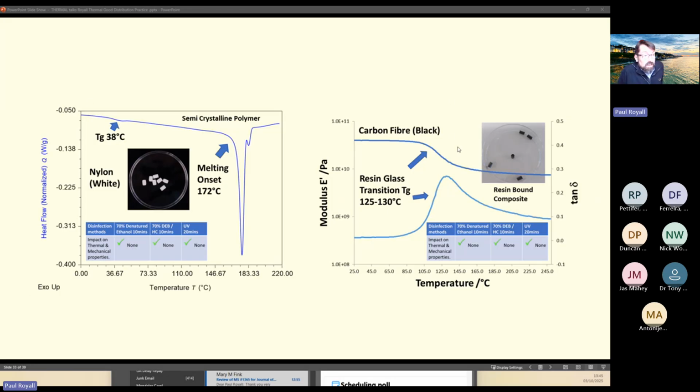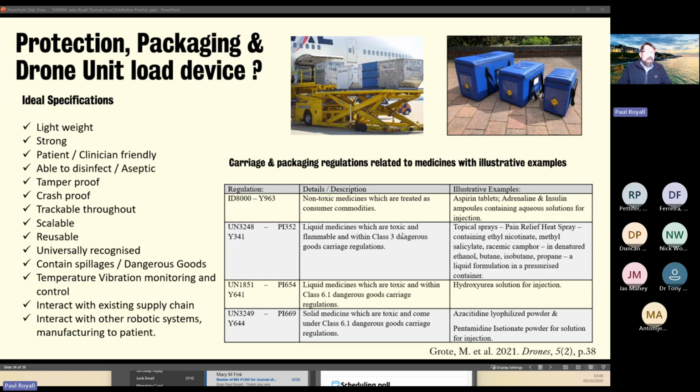Carbon fiber is interesting. It's really hard to get into a DSC pan. So we used a DMA, a dynamic mechanical analyzer, and we got a glass transition here at about 125. And essentially, that's the glass transition of the resin that binds everything together. But again, we felt that using surface disinfection would not lower that glass transition too much. So the idea is we can use surface disinfection, but we need to make sure that everything evaporates off at the end.